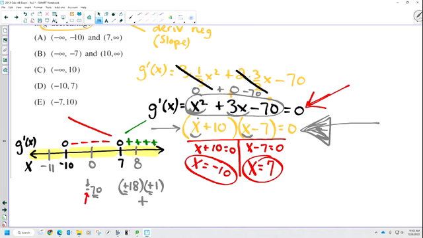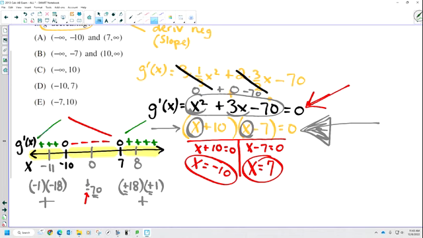If I throw a negative 11 in for this x, negative 11 plus 10 is negative 1 in that first parenthesis, times. If I throw a negative 11 here, negative 11 minus 7 is negative 18. That's cool that I have 2 negatives, but when I multiply them together, it would give me a positive value, which means these here are all positive slopes, so it'll be going upward.